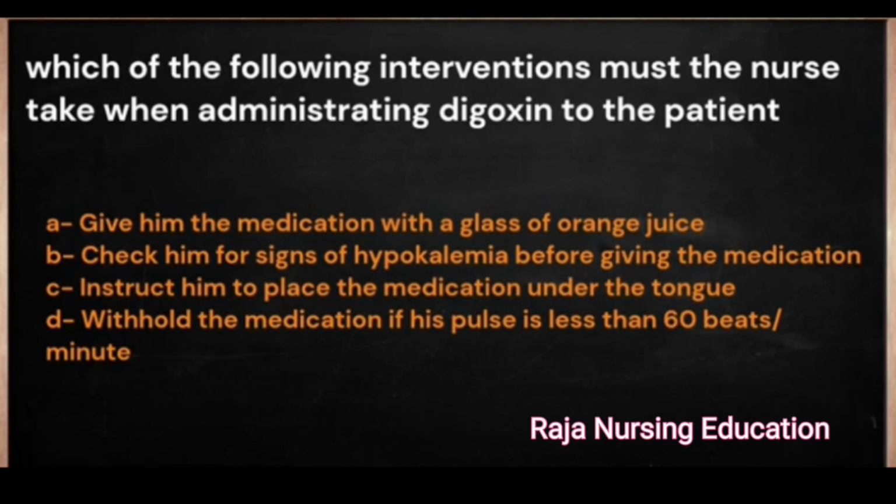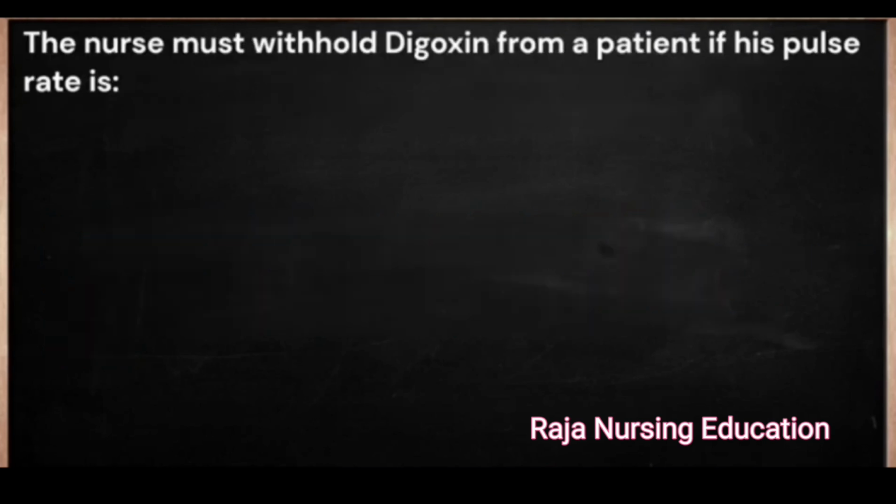Which of the following interventions must the nurse take when administering digoxin to the patient? A. Give him the medication with a glass of orange juice. B. Check him for signs of hypokalemia before giving the medication. C. Instruct him to place the medication under the tongue. D. Withhold the medication if his pulse is less than 60 beats per minute. The option is D. Withhold the medication if his pulse is less than 60 beats per minute.